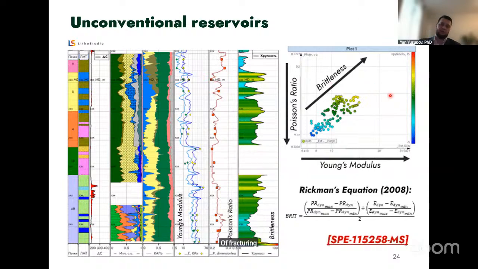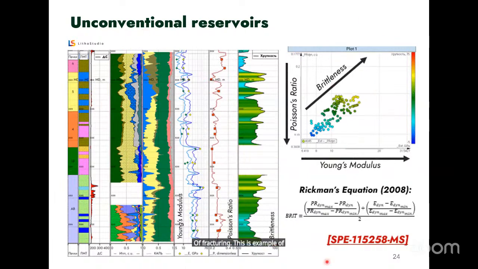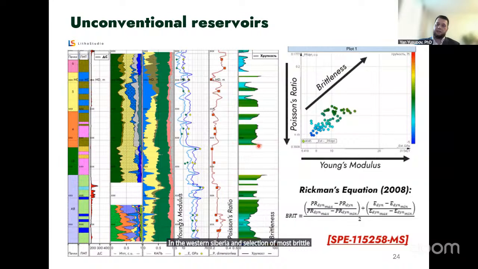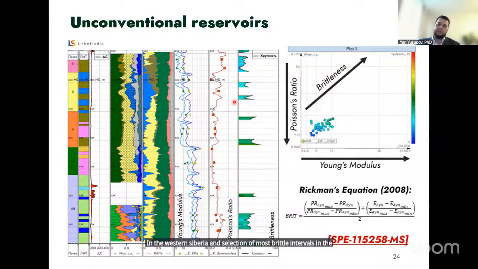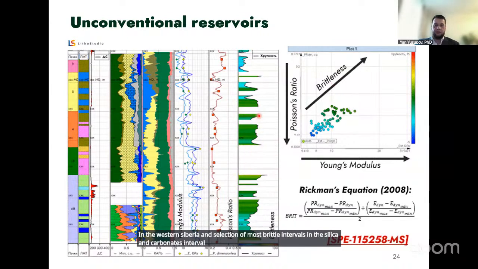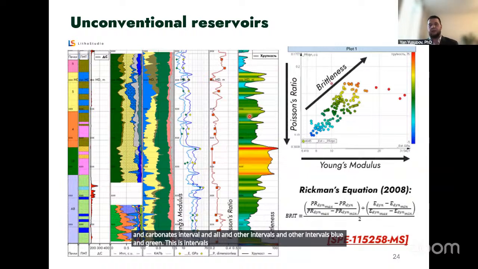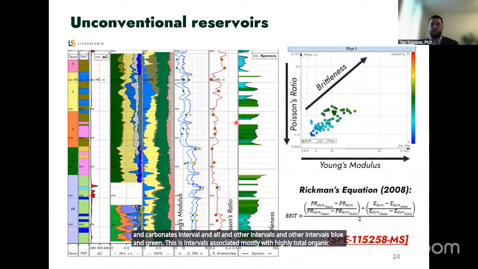This is an example of the Bazhenov formation in Western Siberia, and the selection of the most brittle intervals in the silica and carbonates interval, and all other intervals, blue and green. These intervals are associated mostly with high total organic carbon and highly shaly intervals.